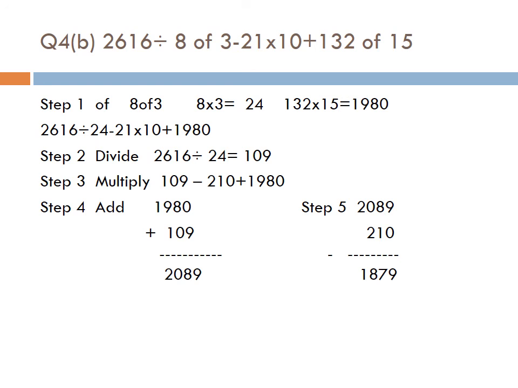First add 1980 and 109. Answer is 2089. Then subtract 210. 9 minus 0, 9. 8 minus 1, 7. Borrow 1. 10 minus 2, 8. 1. 1879 is the answer.